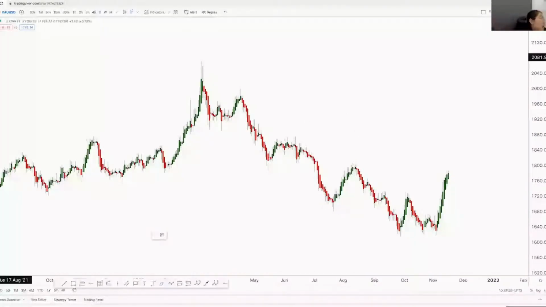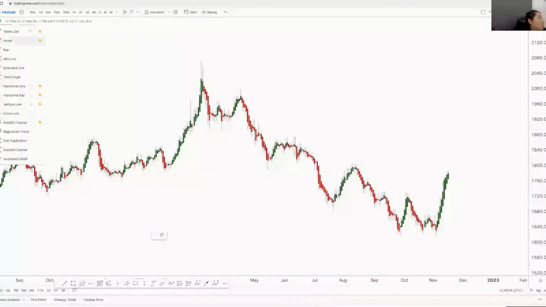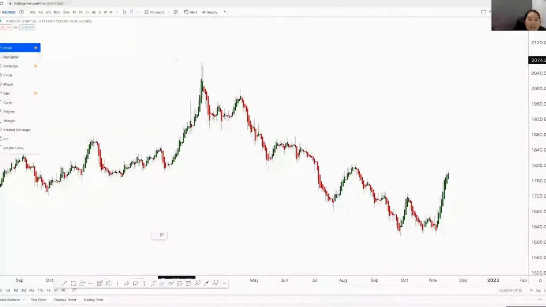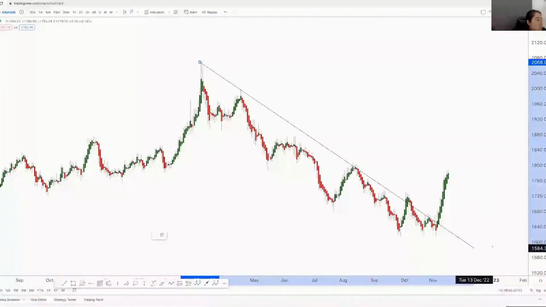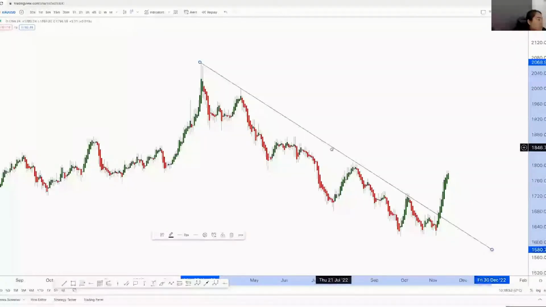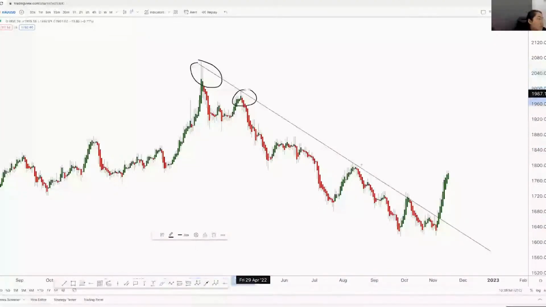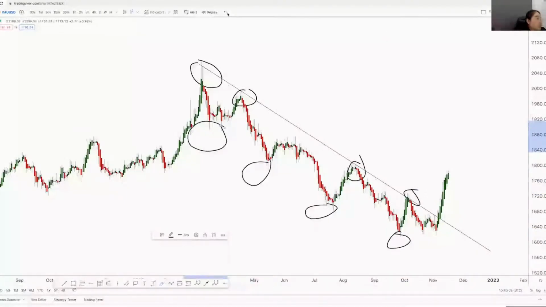So how do you identify trends? Simple. First things first, use a trend line, use a channel, or you can look for higher highs, higher lows, lower highs, and lower lows. In this case, price was moving in a downtrend for the longest time. So I'm just going to use this trend line to identify the downtrend. The fact that it was making lower highs and lower lows is confirmation of that downtrend we are talking about.